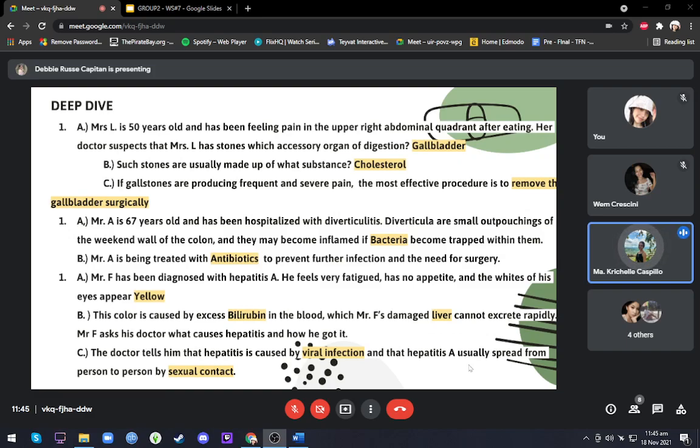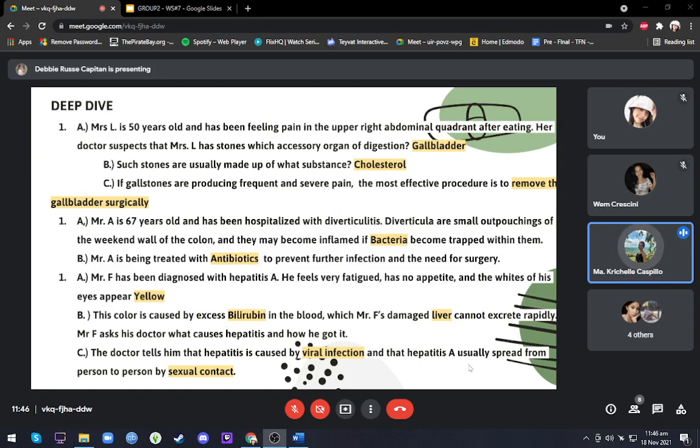Next, letter A. Mr. A is 67 years old and has been hospitalized with diverticulitis. Diverticula are small outpouchings of the weakened wall of the colon, and they may become inflamed if bacteria become trapped within them. B. Mr. A is being treated with antibiotics to prevent further infection and the need for surgery.